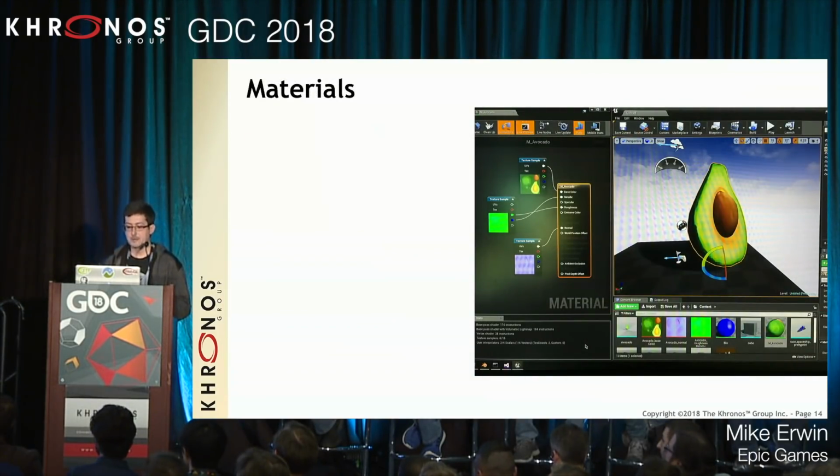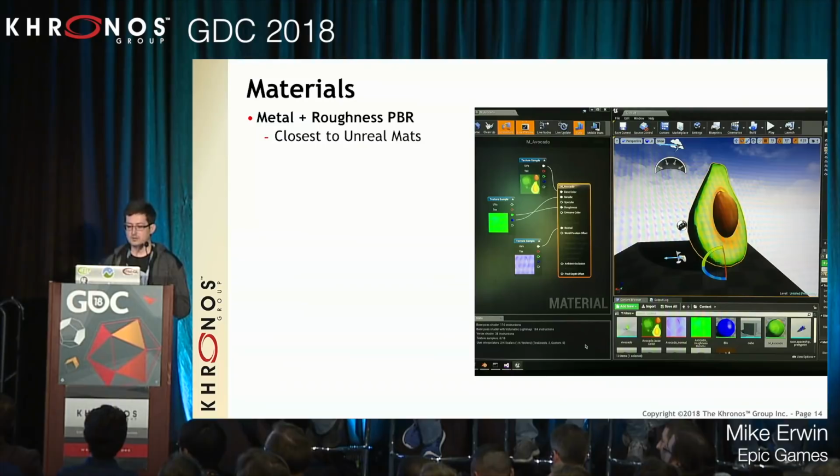But of course, materials on these surfaces, that's where it gets nice and interesting. We're using the metal roughness PBR that's built into glTF 2. That's the only material model we're supporting right now because it's very close to what Unreal actually uses in the engine.